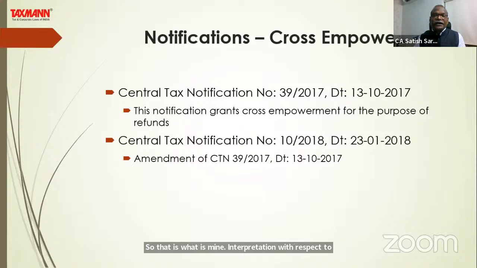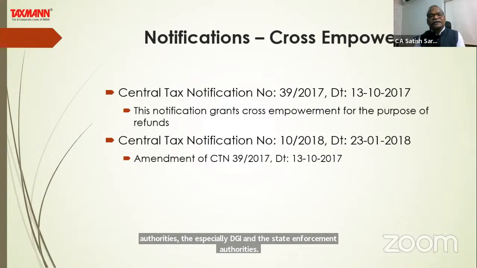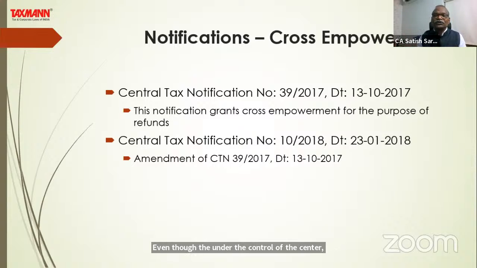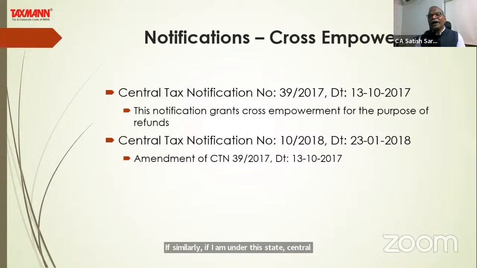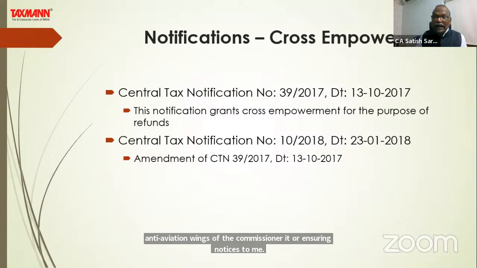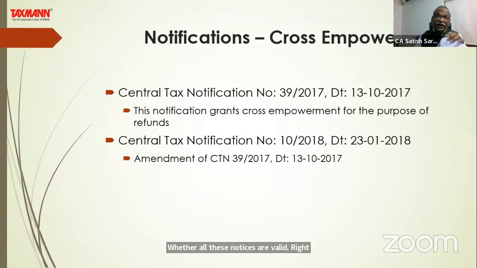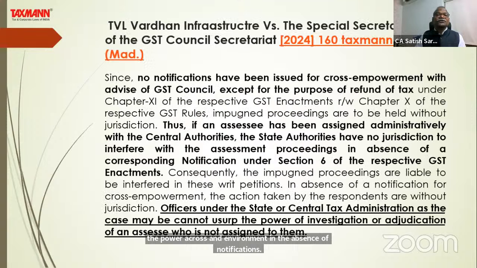But the state and central authorities, especially DGGI and the state enforcement authorities, even though the assessee is under the control of the other, are issuing notices for the purpose of verification of records, adjudication, and various other processes under the law. If I am under the central jurisdiction, state authorities are issuing notices, and if I am under the state jurisdiction, central authorities like DGGI and the anti-evasion wings of the commissionerate are issuing notices to me. Whether all these notices are valid, whether they can exercise the power of cross-empowerment in the absence of notifications, the answer is no. Let us look into the judgment of the Madras High Court.